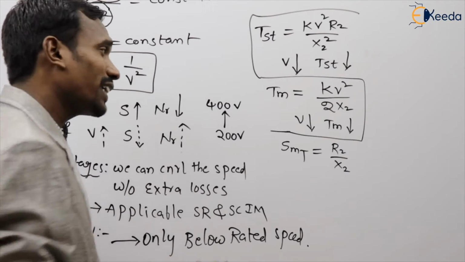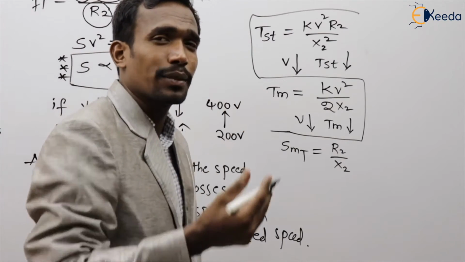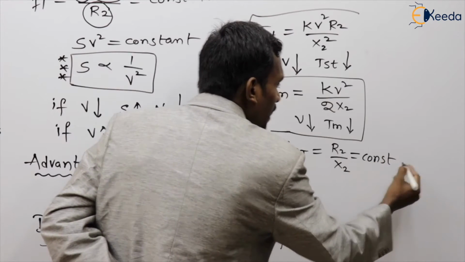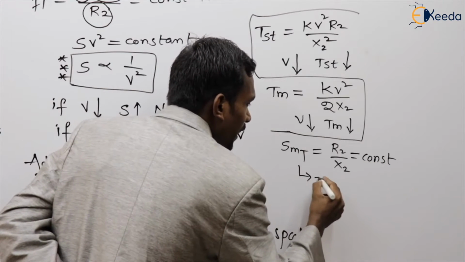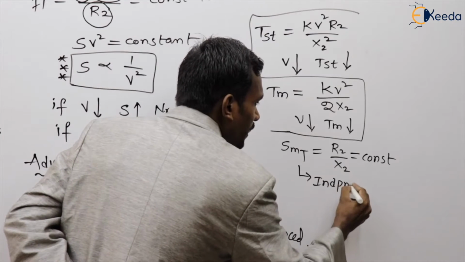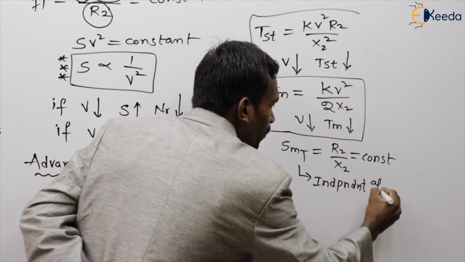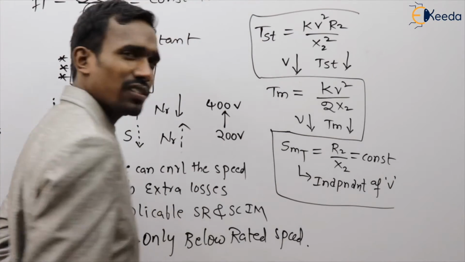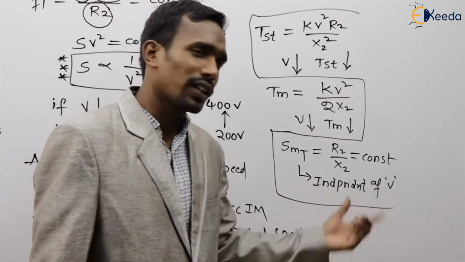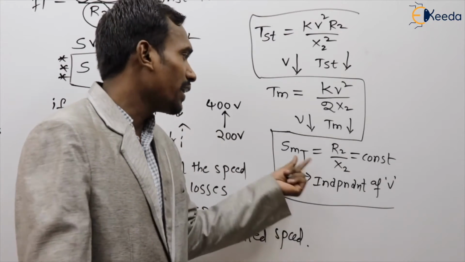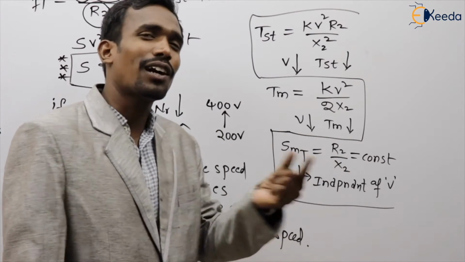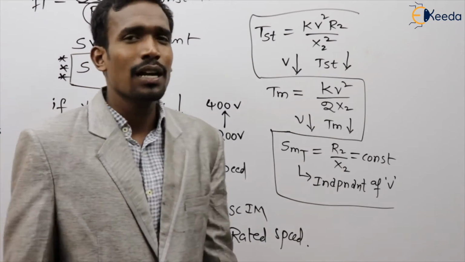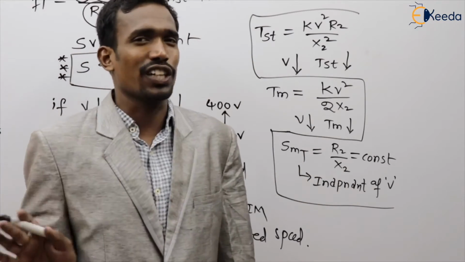Tell me, if voltage increases, what happens to slip at maximum torque? Slip at maximum torque is constant because it is independent of voltage. Sorry, here the slip at maximum torque we can't change. We can change starting torque and maximum torque, but slip at maximum torque won't change.